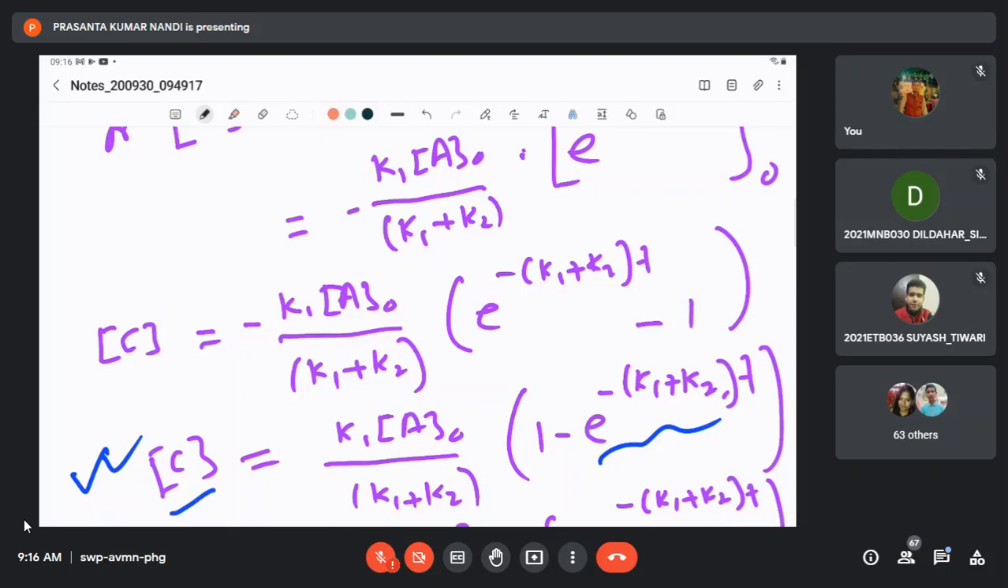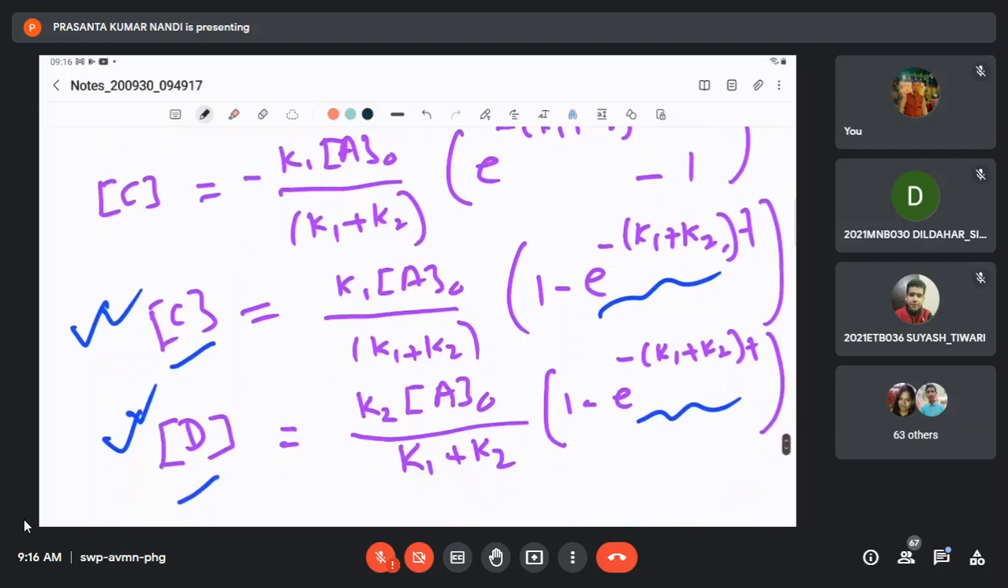Now what happens? If you follow the similar algebra to find the concentration of the other isomeric product, that is D, right? So it is a simple exercise that you can easily find that K2 into A0 by K1 plus K2 into 1 minus e to the power minus K1 plus K2 into T.